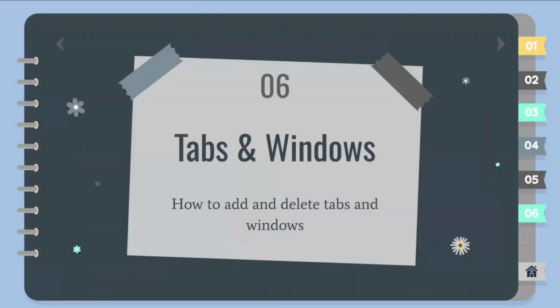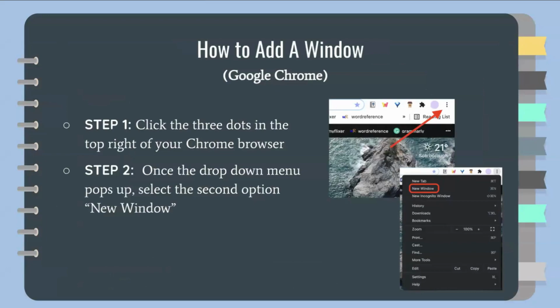Next, tabs and windows. How to add a window on Google Chrome. First, you click the three dots on the top right of your Chrome browser. Once the drop-down menu pops up, click the second option, which is New Window.